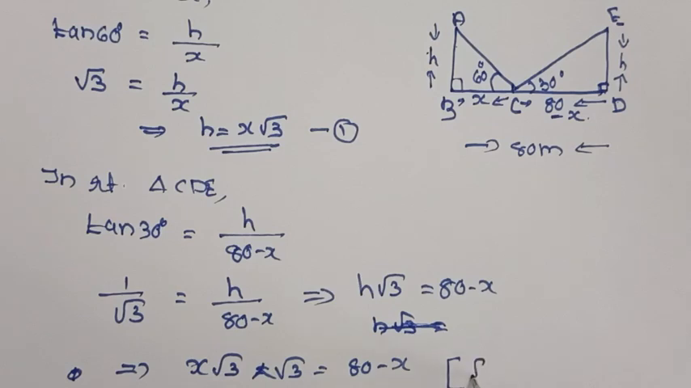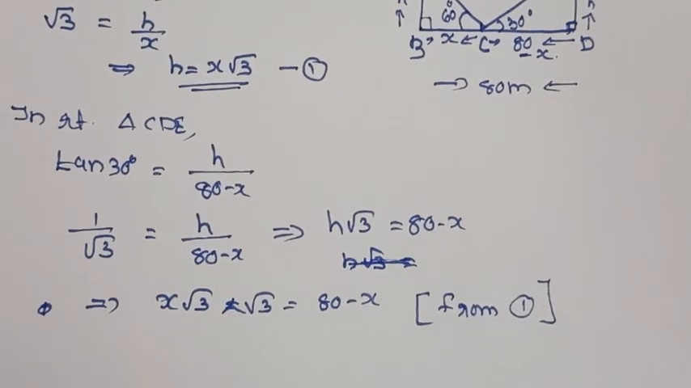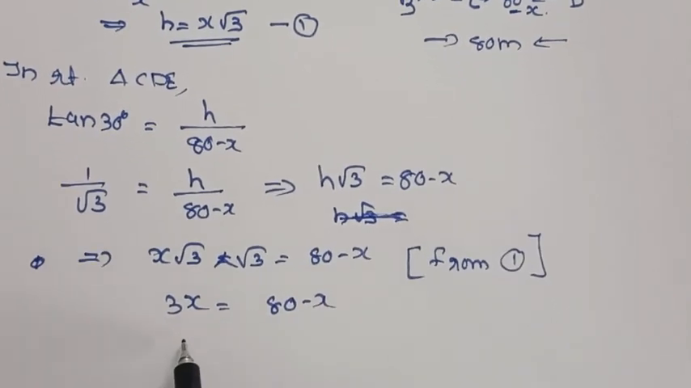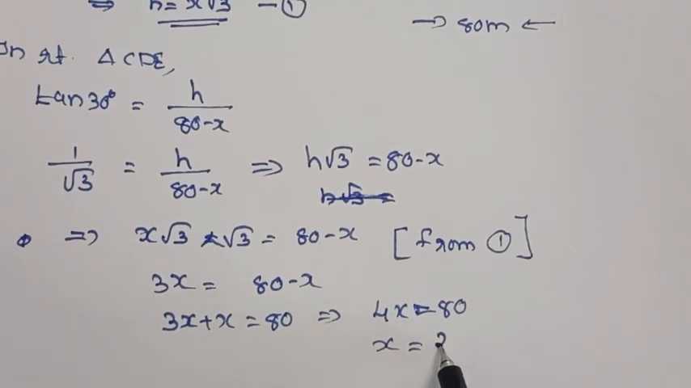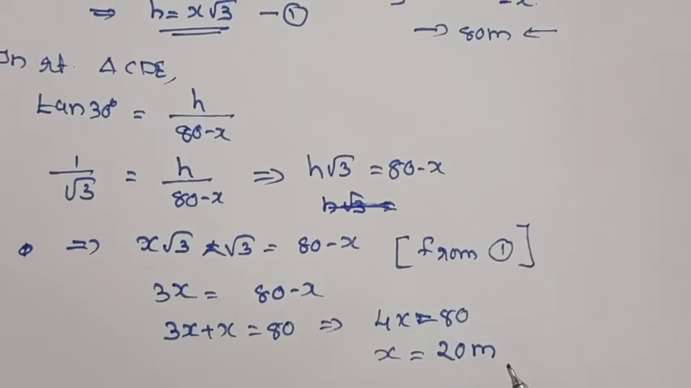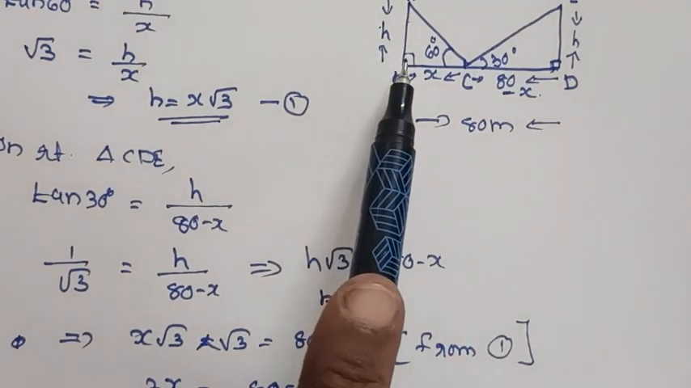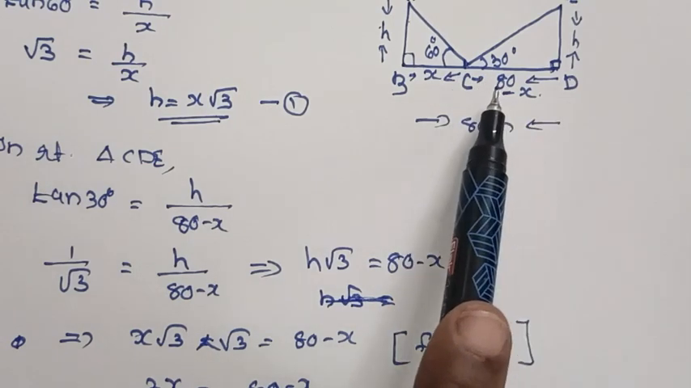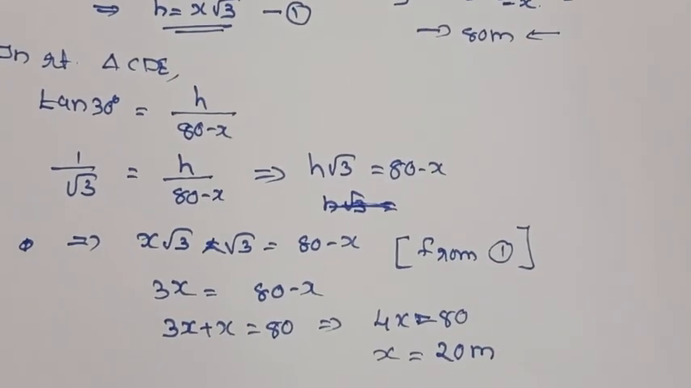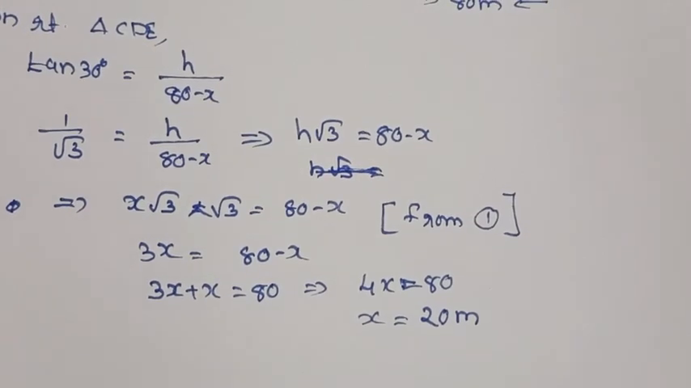From equation 1, we are substituting x instead of h. That is 3x equal to 80 minus x, or 3x plus x equal to 80. From that we get 4x equal to 80, or x equal to 80 by 4, that is 20 meters. So the distance of the point from the first pole is equal to 20 meters. The second pole is 80 minus x, that is 80 minus 20, equal to 60 meters. Okay.